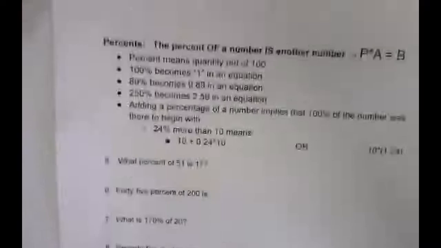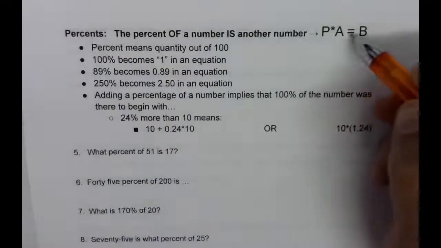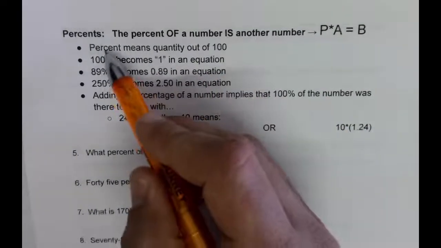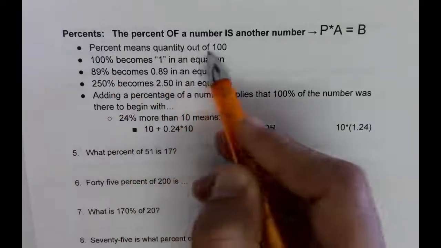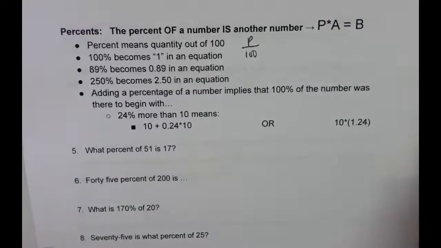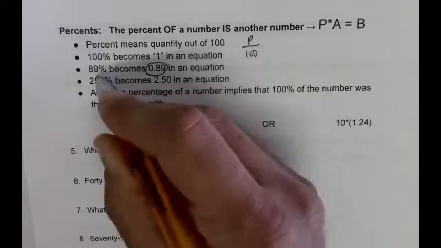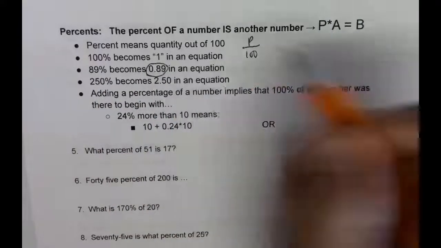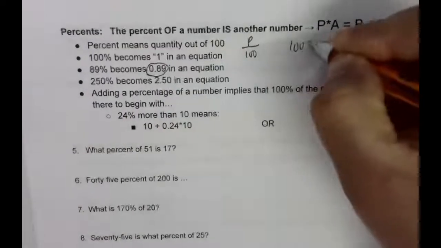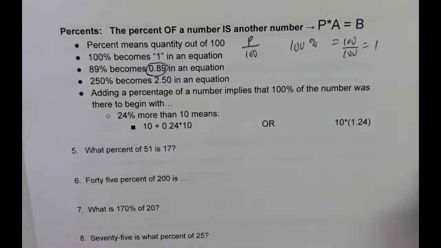The next section is all about percents. The way the book describes this, the percent of a number is another number. Sounds kind of vague, but let's remember a few things. The percent means the quantity out of 100, or p over 100. So per 100. So 89% becomes 89 out of 100, which is where we get this rule that 89% as a number is 0.89. 100% becomes 1 in an equation. You could say it's 1.00 because 100% means 100 per 100. And that's why we get 1.